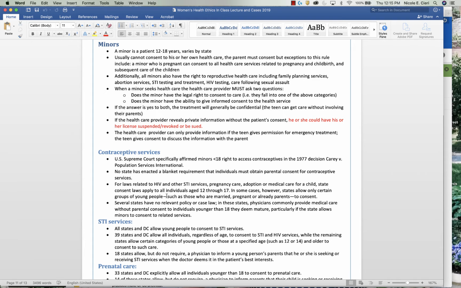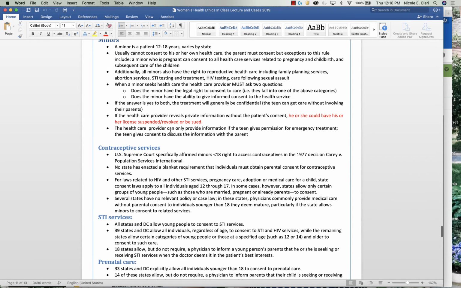So let's say in New York State, where for all of these services a minor is allowed to give consent without parental involvement, the teen can get care without involving their parents, and we are not allowed to involve the parents in terms of providing information. And if we do, the pharmacist could have their license suspended or revoked or be sued by the patient and their family. The healthcare provider can only provide information if either the teen gives permission for you to talk to, for example, the parents, and then I would document that, or for emergency treatment.